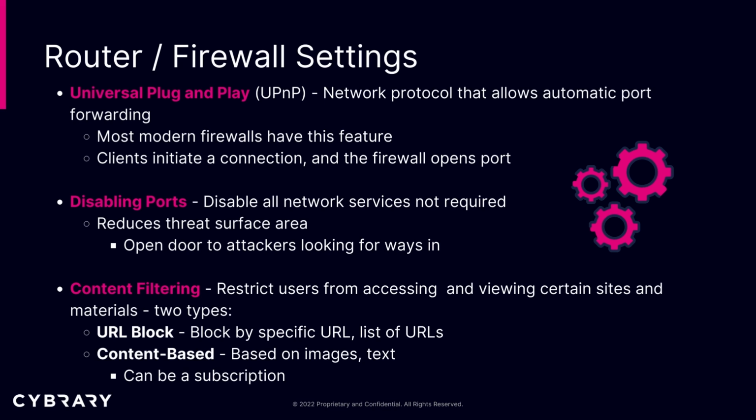Content filtering is another utility that can help you. It restricts users from accessing and viewing certain sites and materials. There are two types of content filtering. You can do it by URL, blocking a URL, specifically http://www.google.com. You would put that in, and that URL would be blocked. You can have a list of URLs that can be blocked, or you can do content-based blocking.